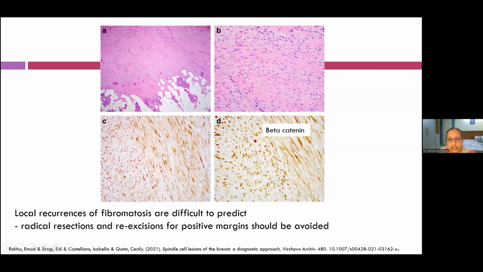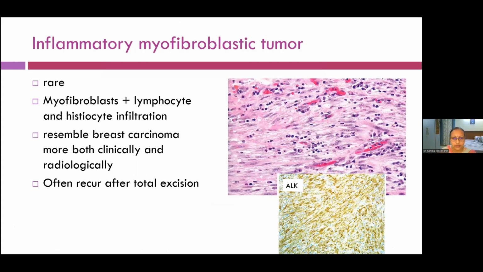So as you can see here, bland, long fascicles of spindle cells. You can see some ducts here at the periphery and the infiltrative nature of the tumor, and beta catenin positive. Now, resection is definitely the treatment modality, but local recurrences in fibromatosis are quite difficult to predict. So radical resections as well as re-excisions of posterior margins can actually be avoided. You can actually follow them up and wait to decide on the further management.